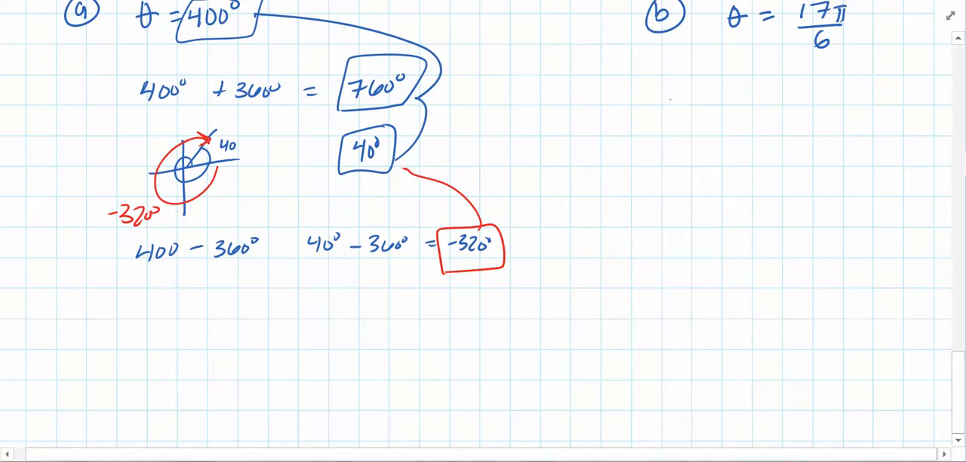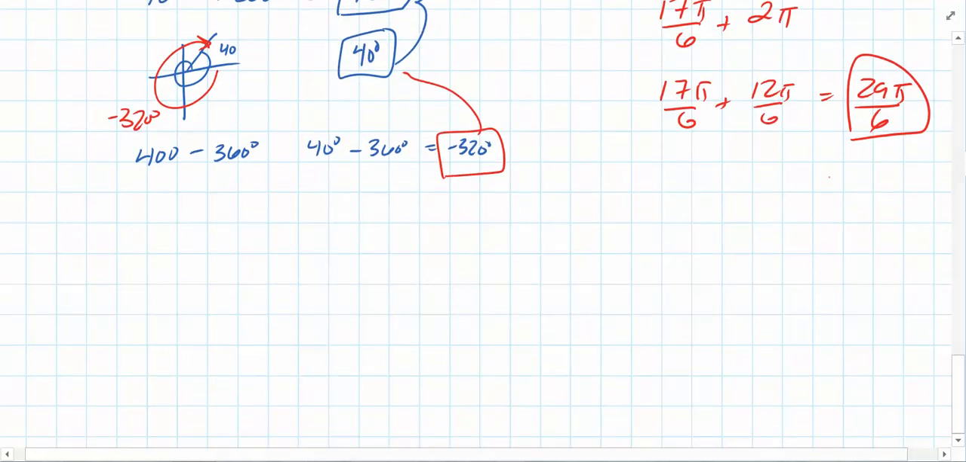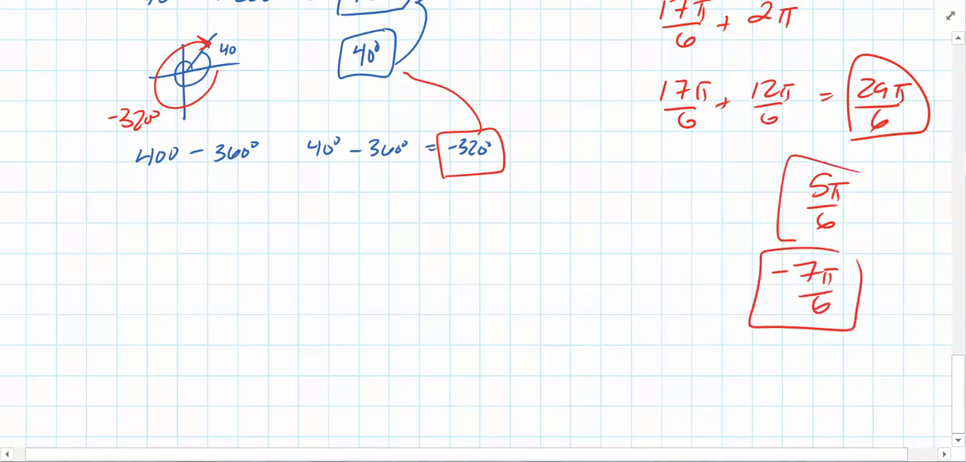Okay, for 17 pi over 6, I added on a full revolution of 2 pi. And that gave me 17 pi over 6 plus 12 pi over 6, for 29 pi over 6. Did anybody get this one? 29 pi over 6? Did anybody get 5 pi over 6? Yes. Okay, so 5 pi over 6 also works. And then did you also get negative 7 pi over 6? So there's your positive and there's your negative ones for that.